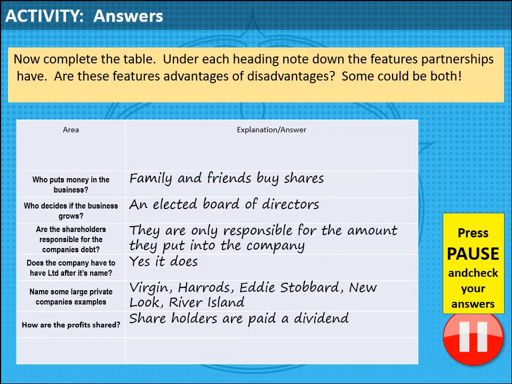Does the company have to have limited after its name? Yes, it does. Name some large private limited companies. So Virgin, which is a limited company, believe it or not. Harrods, as we discussed earlier. Eddie Stobart is a massive haulage company. They are a private limited company. New Look and River Island. River Island is also a closed company.